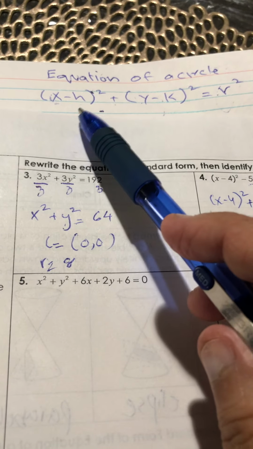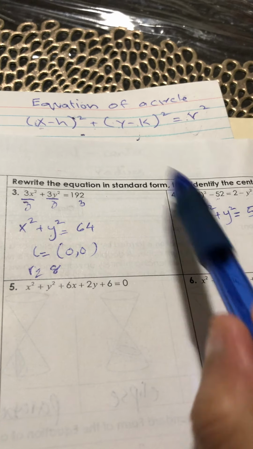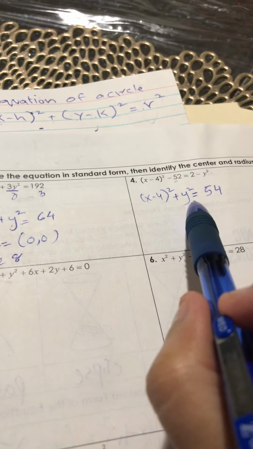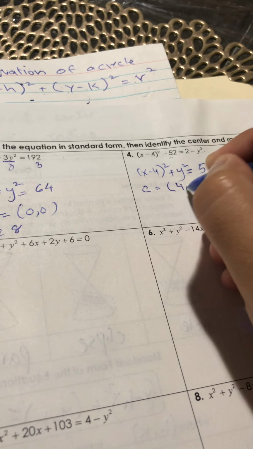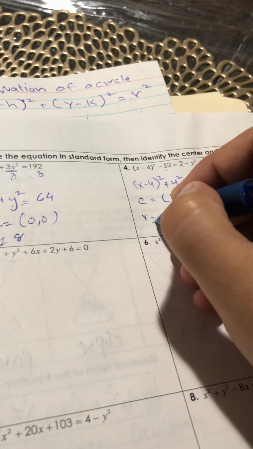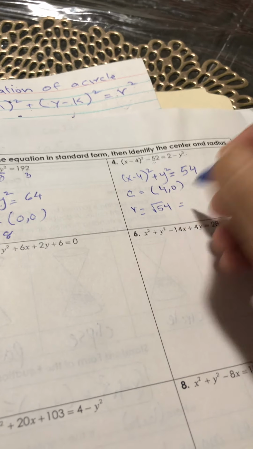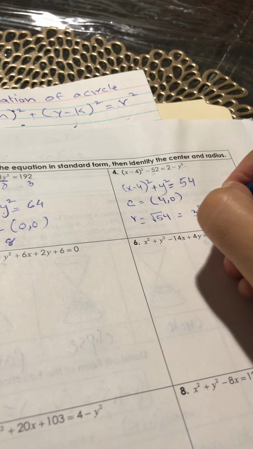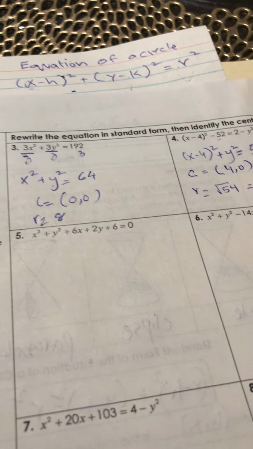When I compare it with the standard form of the equation, my h is 4 and my k is 0. So my center would be (4, 0), and my radius would be the square root of 54, which is 3 square root of 6, because 9 times 6 is 54. Okay, which is approximately equal to 7.